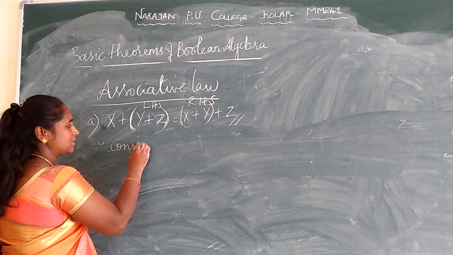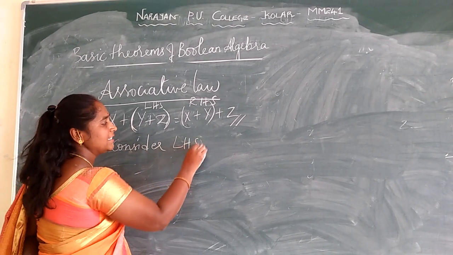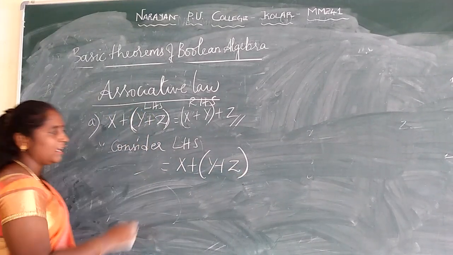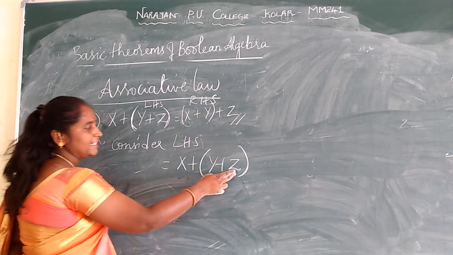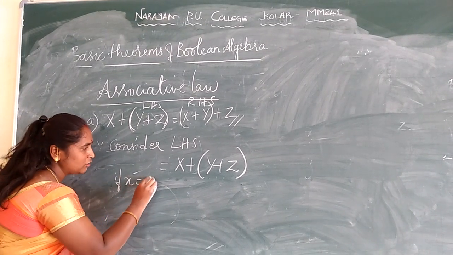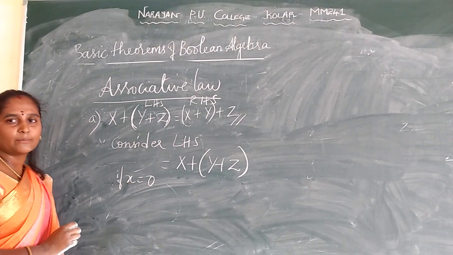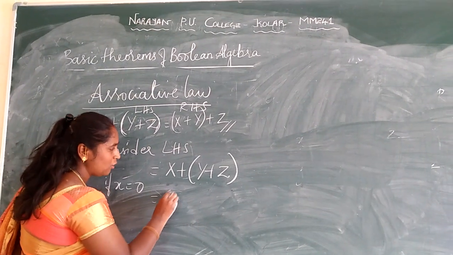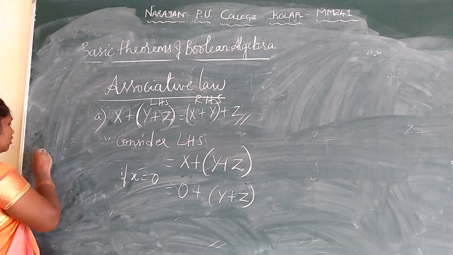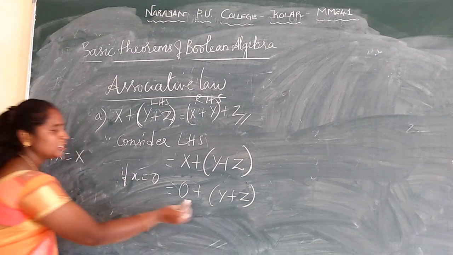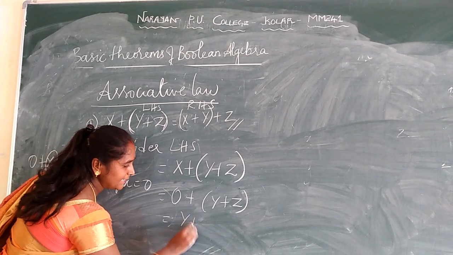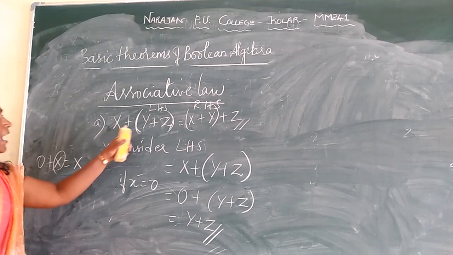Consider your LHS, that is x plus y plus z. You are going to substitute x is equal to 0. In place of x, you substitute 0. That is nothing but 0 plus y plus z. Again use the property 0 plus x is equal to x. So 0 plus y plus z is nothing but y plus z. So this is for your LHS.